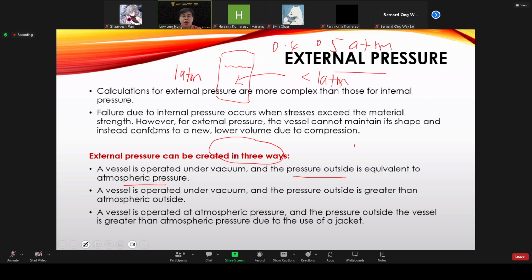In this case, the pressure vessel is considered operated under vacuum, since the operating pressure inside the pressure vessel is lower than the pressure outside. Meaning the forces outside the pressure vessel are much stronger compared to the forces inside. So we need to make sure the wall or shell of the pressure vessel is thick enough, strong enough to support the external pressure. So we need to design the shell thickness based on the external pressure calculation. This is the first scenario.